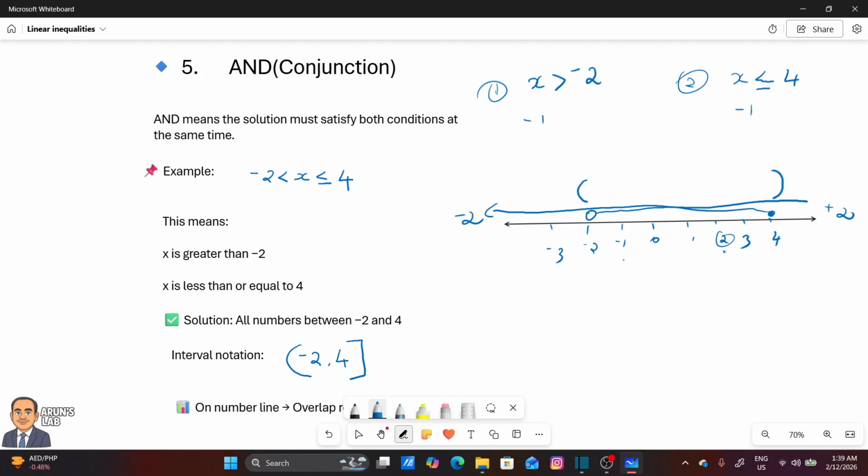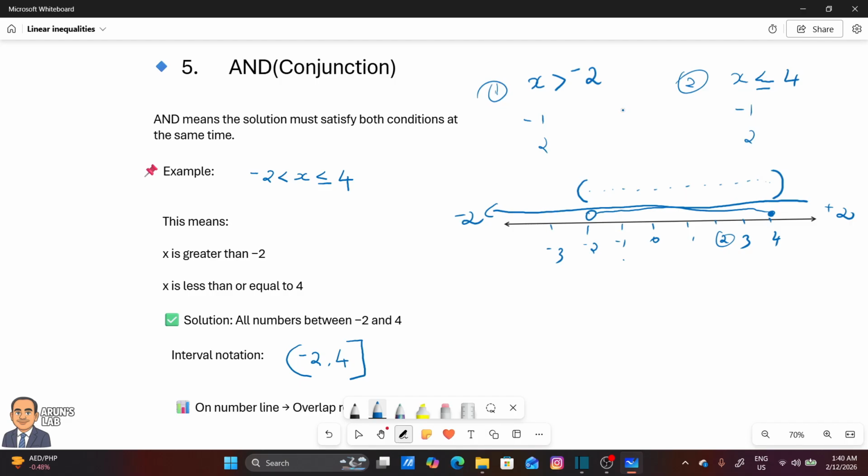Let's substitute the value 2. 2 is greater than minus 2, it's true. Here, positive 2 is less than or equal to 4, it's true. So for all the values we take in this common region and substitute into both equations at the same time, the linear inequalities will be true. When we take any value in this region and put it into both linear inequality equations at the same time, both will be true.